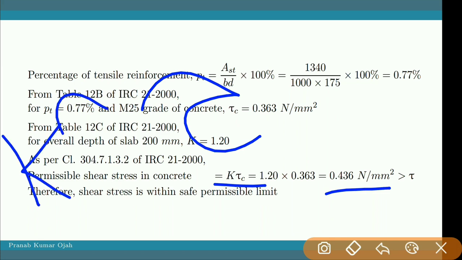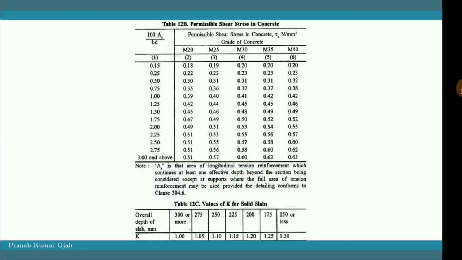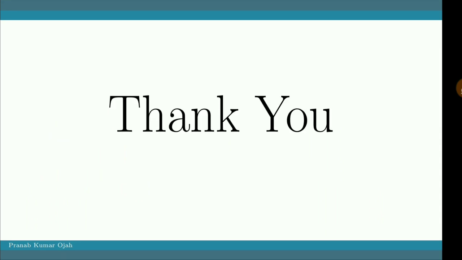So K into tau C is greater than tau. Therefore, the shear stress is within the safe permissible limit. So these are all about the design of the deck slab.